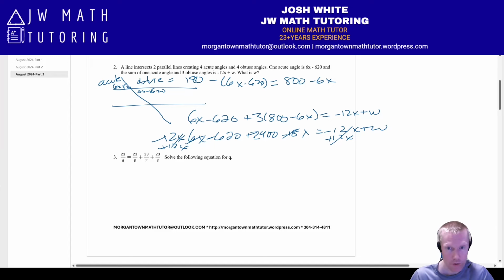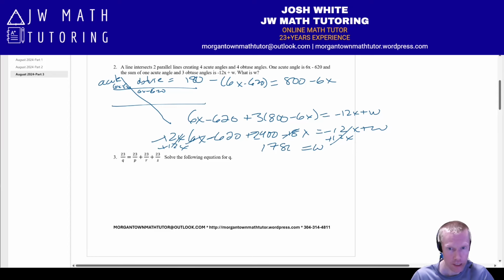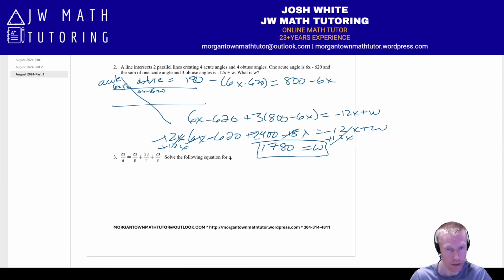So the value you're going to get for W is just 2400 minus 620, or negative 620 plus 2400, however you want to think about it. W is going to turn out to be 1780 for this problem. So that's pretty much, I mean, the only way I know to solve it. I don't know of any other shortcuts or tricks to get that one.